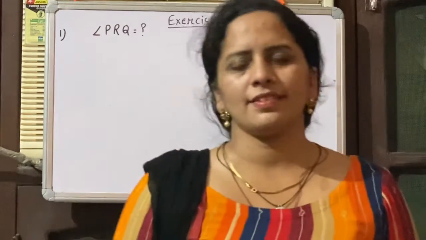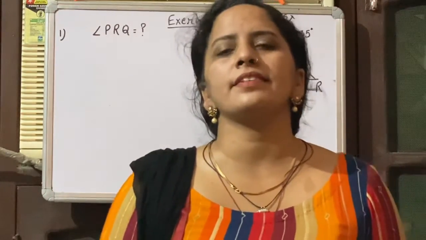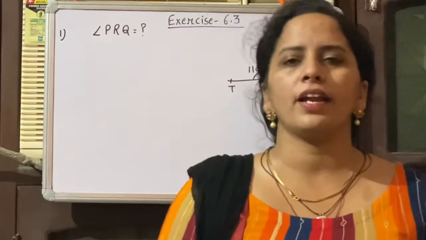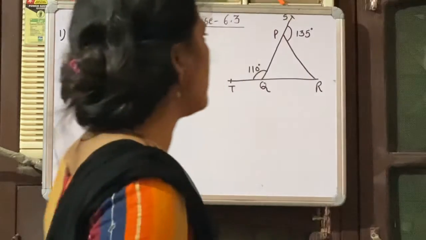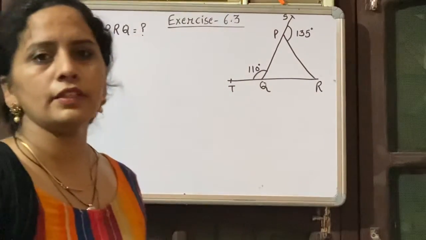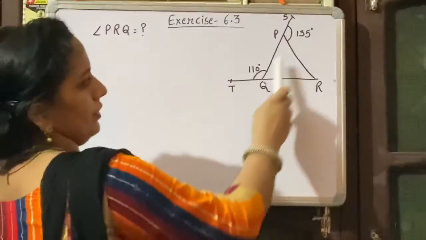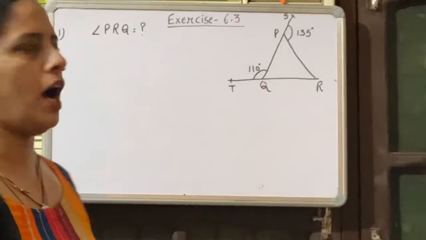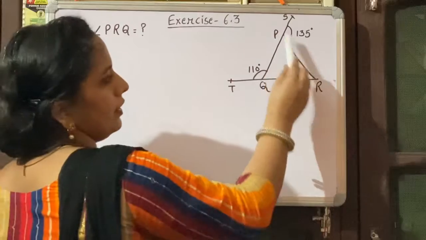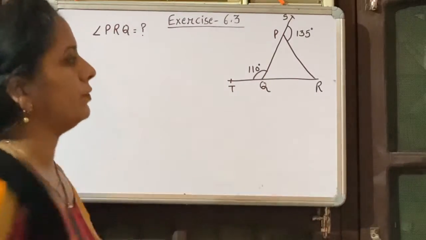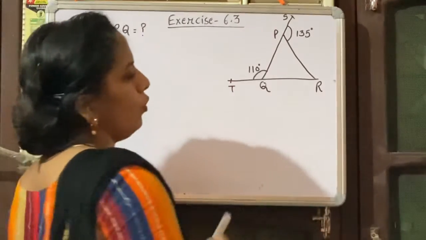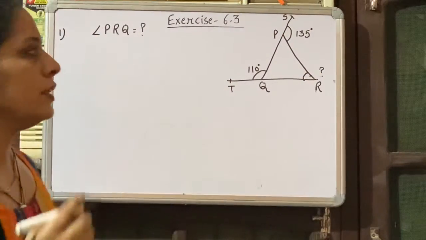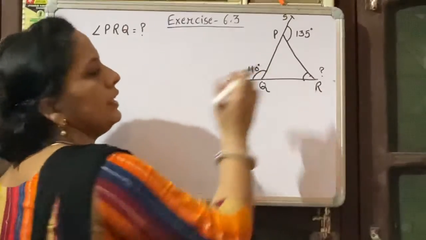Hello students, today we will do exercise 6.3 of chapter 6, lines and angles, of class 9. Here is our first question. A figure is given and two angles are given. We have to find out the value of angle PRQ. To find the value of this angle, we will use the value of these two given angles.